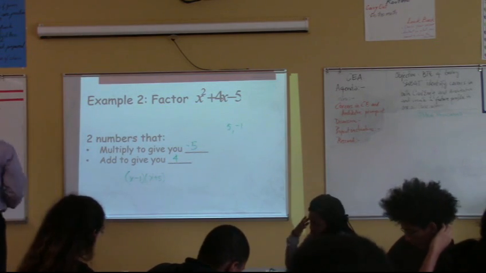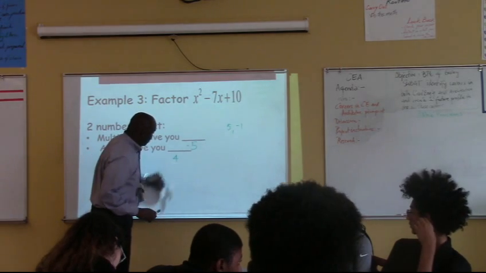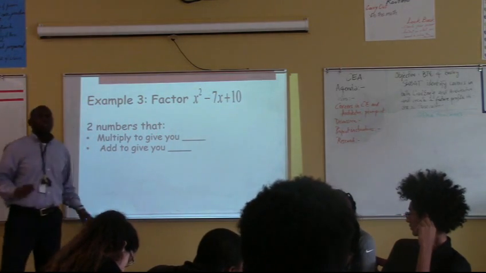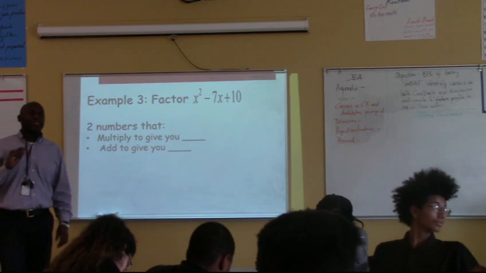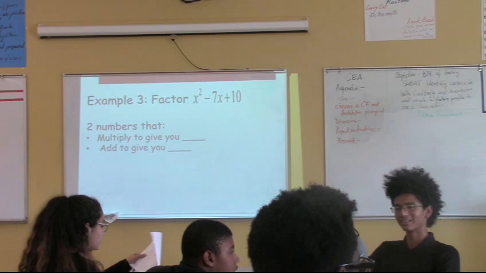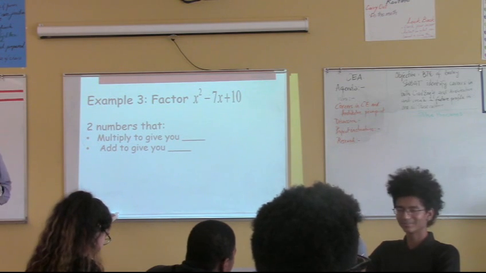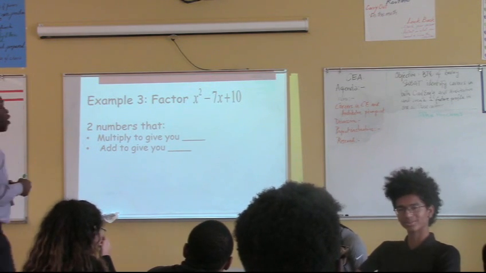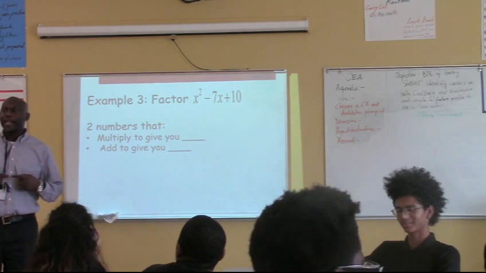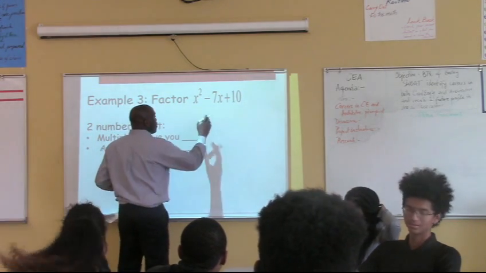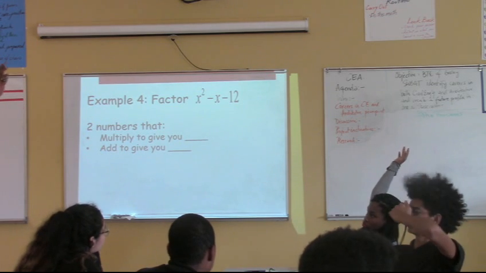All right, number 3. It's negative 5 and negative 2. So two numbers that when multiplied together give us positive, negative 5 and negative 2. Why? Because remember, when we multiply a negative times a negative, we get a positive. When we add two negatives, what do we get? A negative. So we want to get 10.